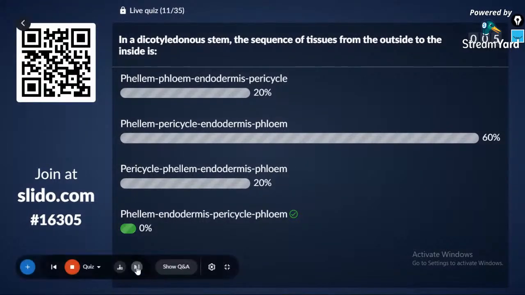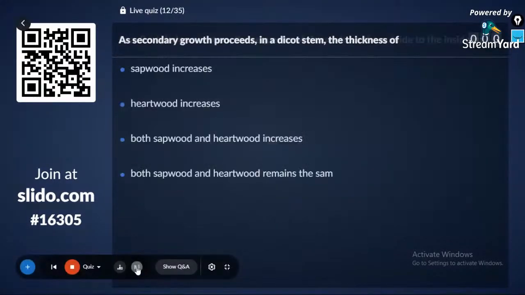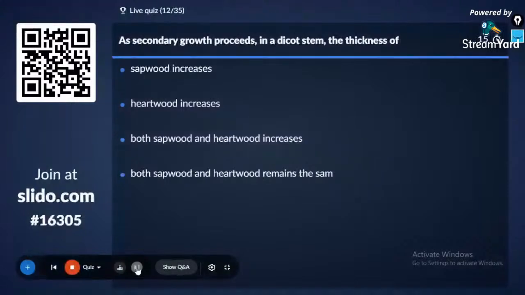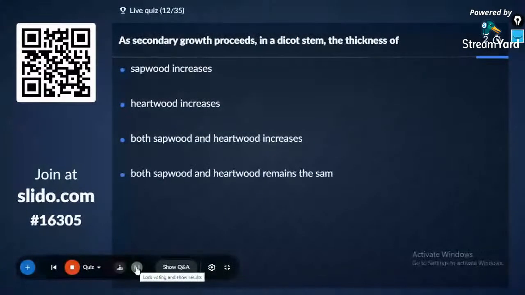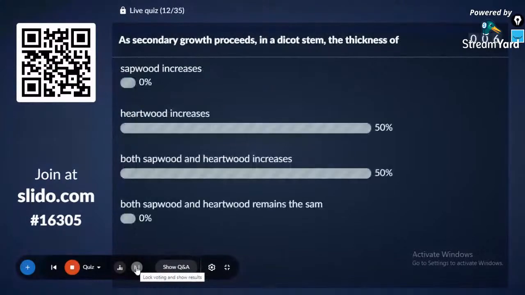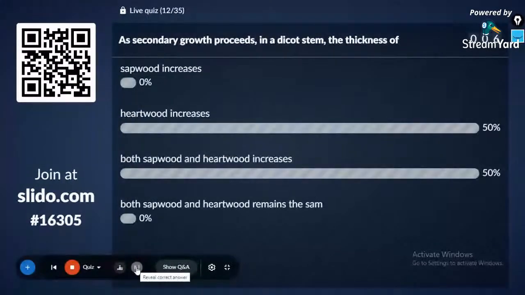As secondary growth proceeds in a dicot stem, the thickness of sapwood increases, hardwood increases, both sapwood and hardwood increase, both sapwood and hardwood remain the same. Okay, last option, same. Yes, guys, the answer is both sapwood and hardwood increase. Next question on the screen.